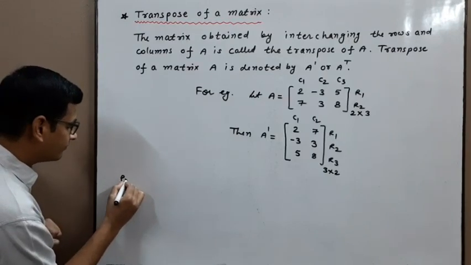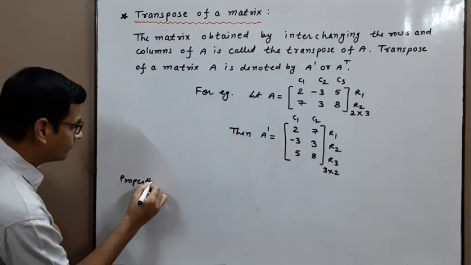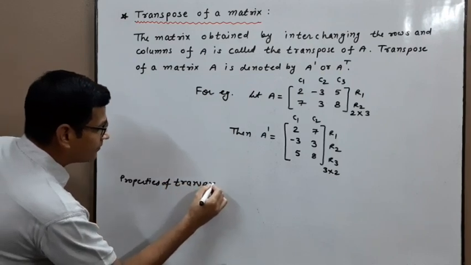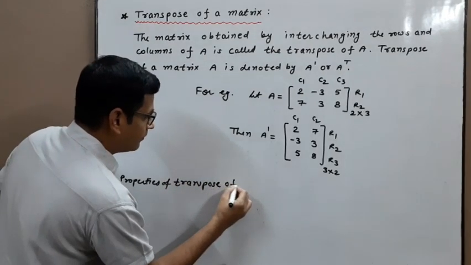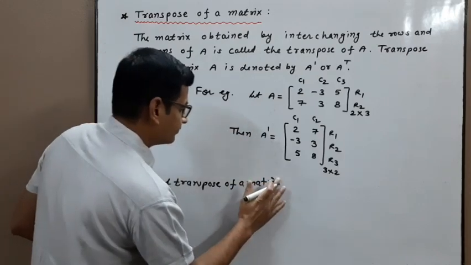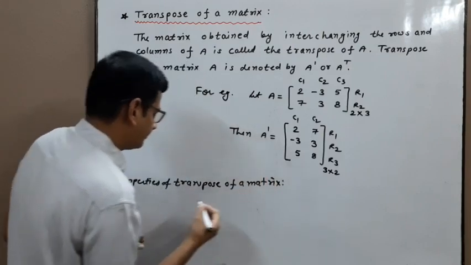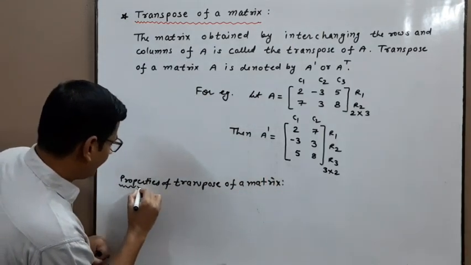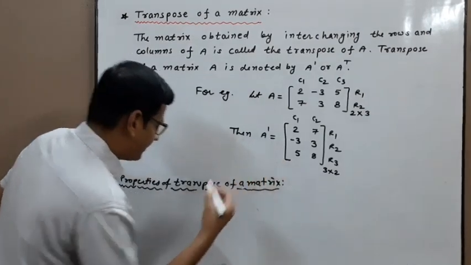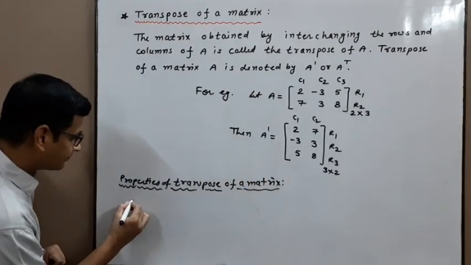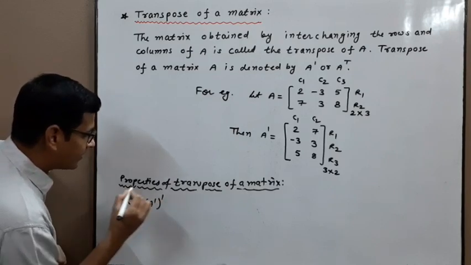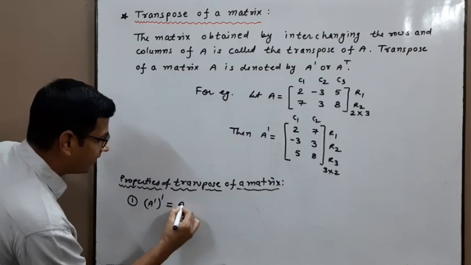Properties of transpose of a matrix. Number 1, transpose of A transpose is equal to again A.